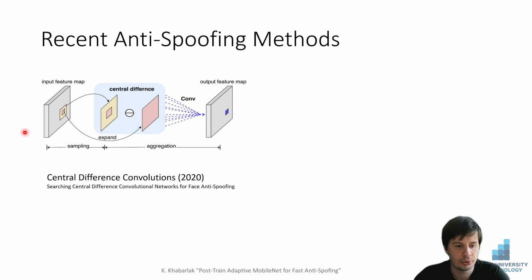This work is from 2020, and it replaces usual convolutions with central difference convolutions. Central difference convolution computes the large convolution, shown in yellow here, as usual, and then subtracts its central part. Why do we want to do this? Because we want to estimate how color changes in adjacent pixels. It turns out that color change is very important for solving the anti-spoofing problem.